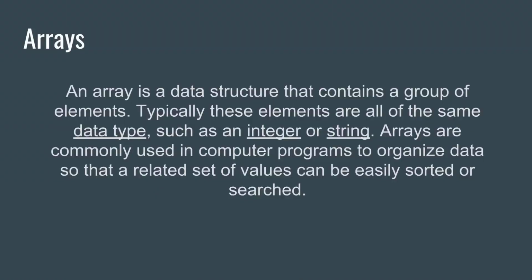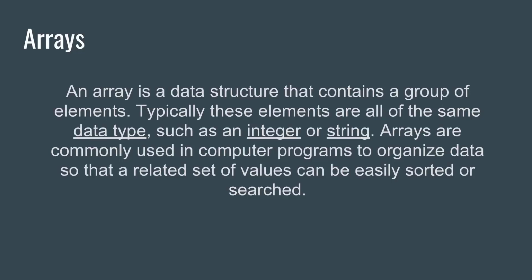And here's an official definition. An array is a data structure that contains a group of elements. Typically, these elements are all of the same data type, such as integer or string. Arrays are commonly used in computer programs to organize data so that a related set of values can be easily sorted or searched. All right, so that's the general definition, but what does that mean?